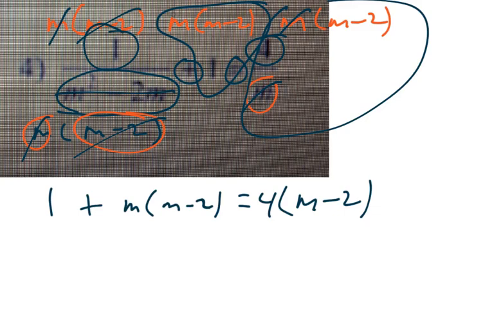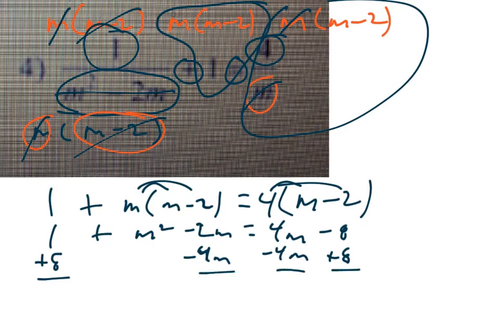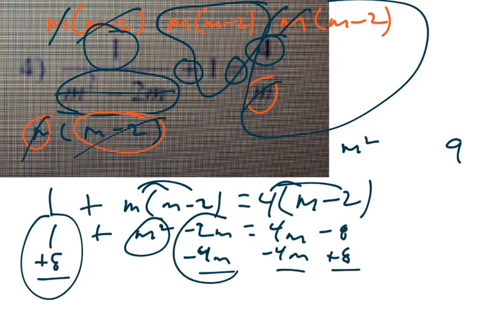All right, let's do the algebra. 1 plus m squared minus 2m equals 4m minus 8. Let's go ahead and minus 4m both sides. And let's go ahead and add 8 to both sides. 2 steps in one, if that's okay. So notice what I get. I get m squared, 1 plus 8 is 9 at the end. Negative 2m and negative 4m is negative 6m in the middle. And it's equal to 0.